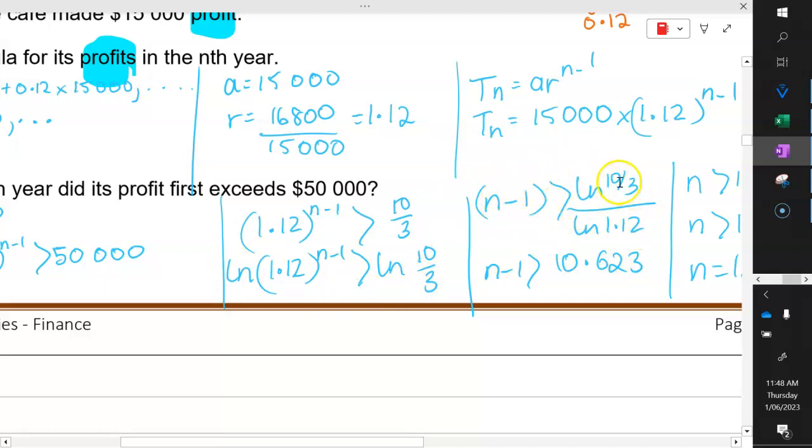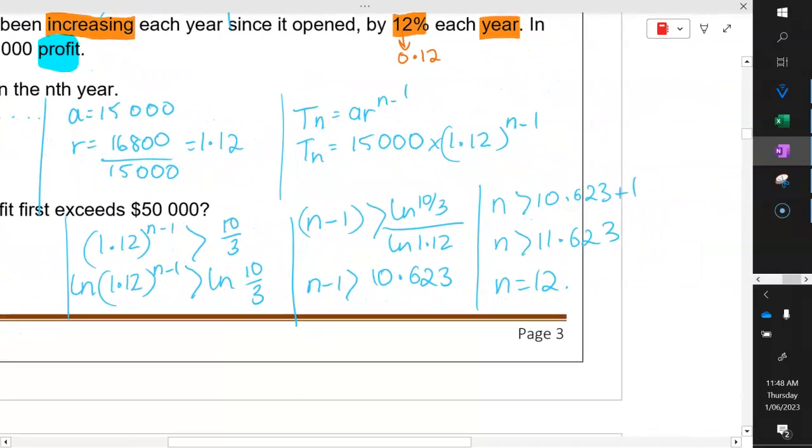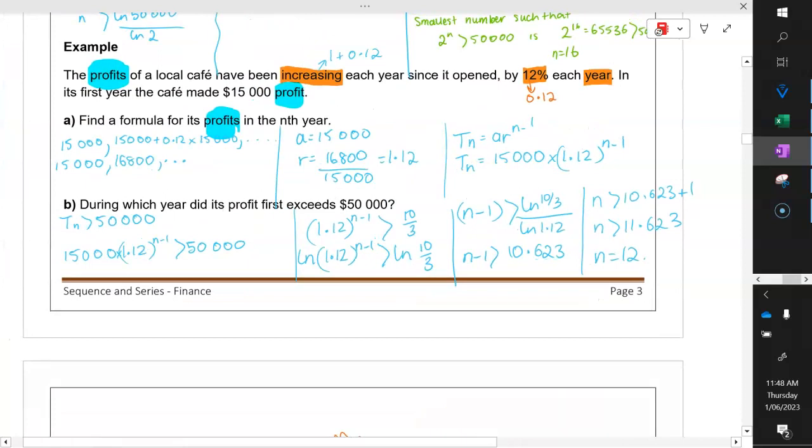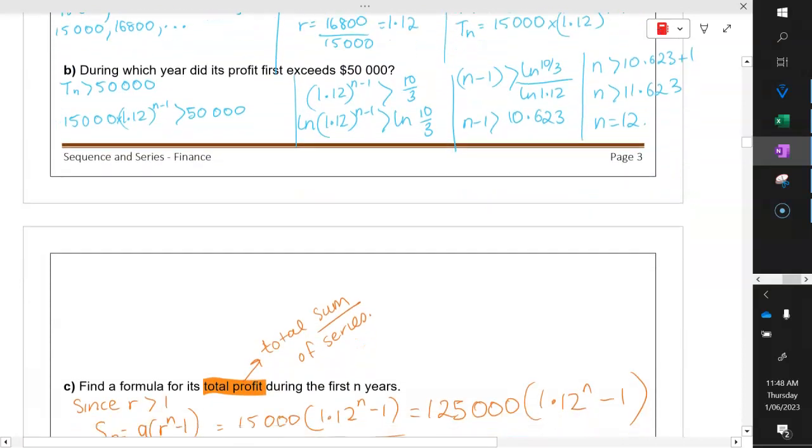So there is a step between here and here. What you then do is pop this on your calculator and add 1. So I've got n minus 1 is greater than 10.623. Add the 1, I get n is greater than 11.623. It has to be a whole number. n is 12. So it's the 12th year that our value first exceeds $50,000. Let's look at the next one.